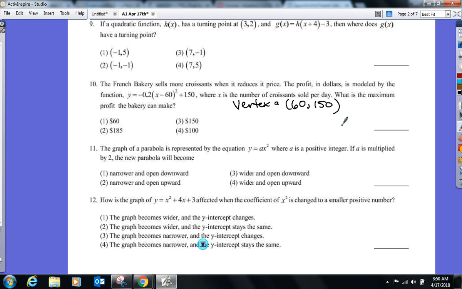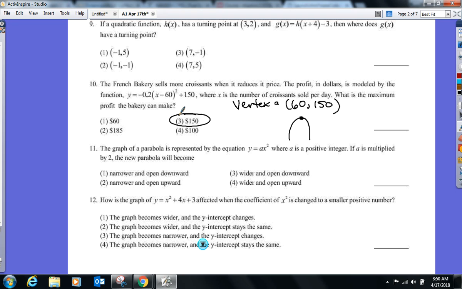And who said it was flipped over the x-axis? Okay. So it's going to look like this, right? And what are we looking for? The maximum profit. So is it the 60 or is it the 150? The maximum value. Because both of them are choices there. I want to suck you in. The Y value is always your maximum. So in this case, it would be 150.